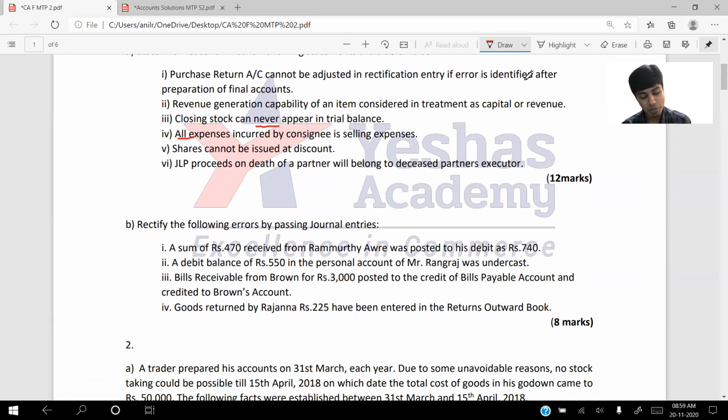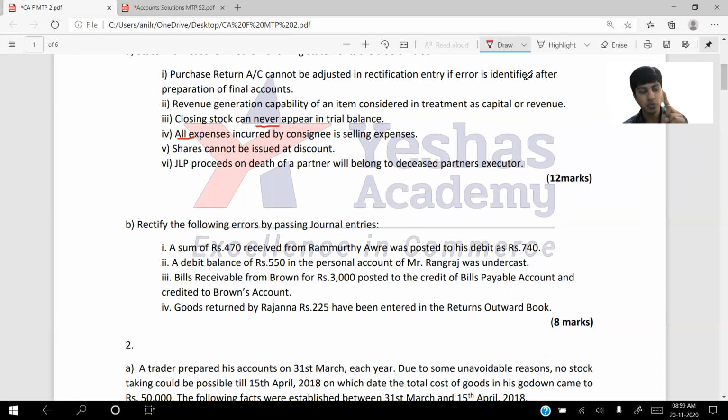Perfect. A sum of rupees 470 received from Ramamurthy. Ramamurthy has given us 470. So what exactly is the correct entry that I'm supposed to pass? I'm supposed to pass the entry as cash account debit to Ramamurthy account. What I've done was posted to the debit. The correct entry is cash account debit to Ramamurthy. I'm supposed to credit Ramamurthy by 470. What have I done? Wrongly debited by 740.